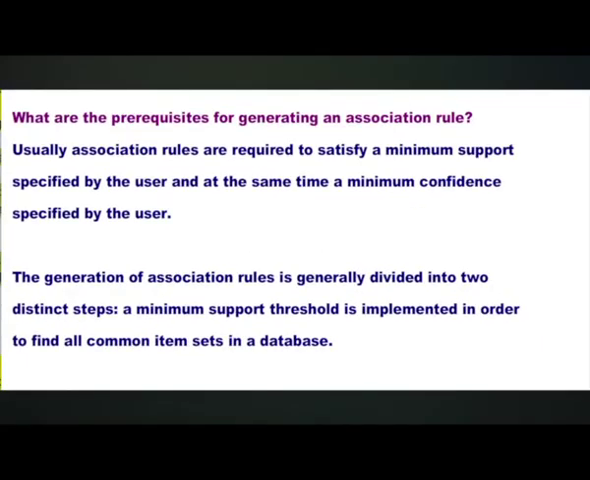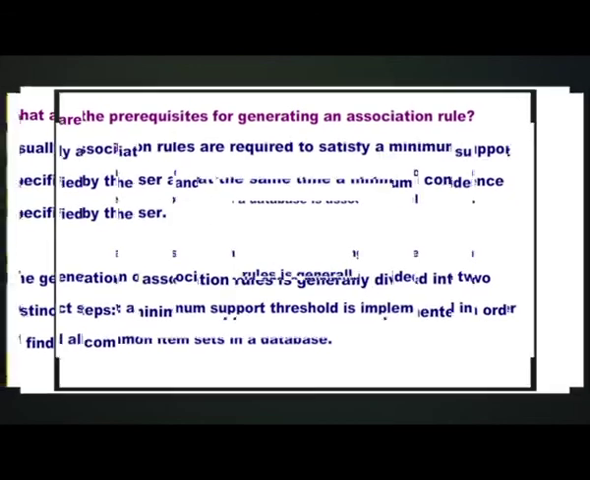What are the prerequisites for generating an association rule? Yes, there is a prerequisite. Usually, association rules are required to satisfy a minimum support specified by the user and, at the same time, a minimum confidence specified by the user. The generation of association rules is generally divided into two distinct steps. A minimum support threshold is applied in order to find all common item sets in a database.